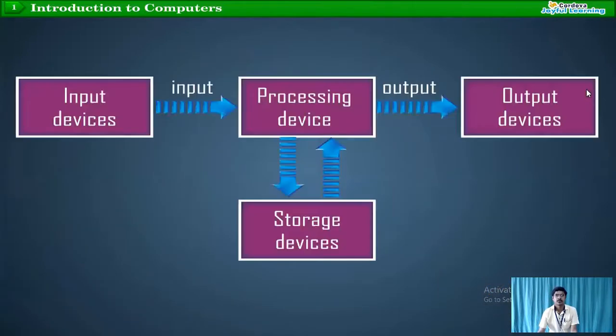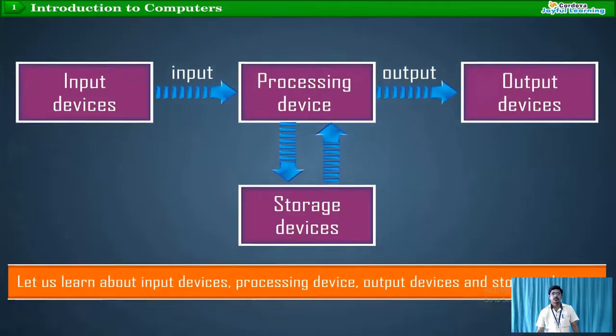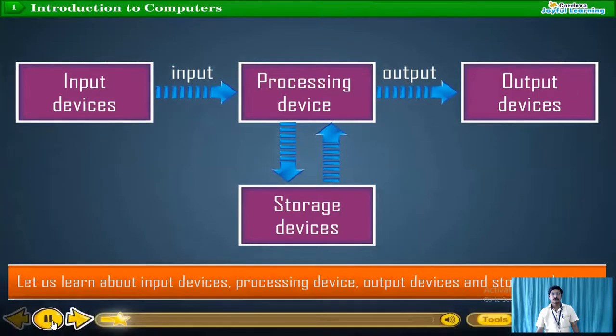Look at the diagram below showing how these devices are connected to each other to form a complete computer system. Input devices, input, processing device, output, output devices, storage devices. Let us learn about input devices, processing device, output.